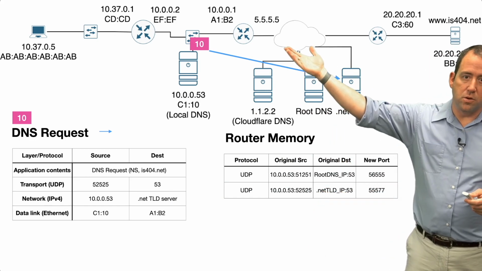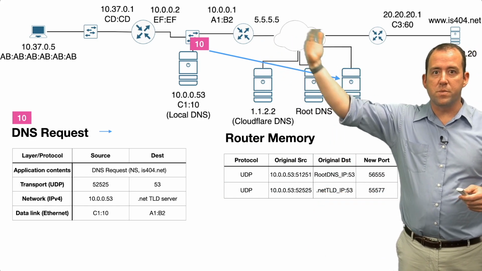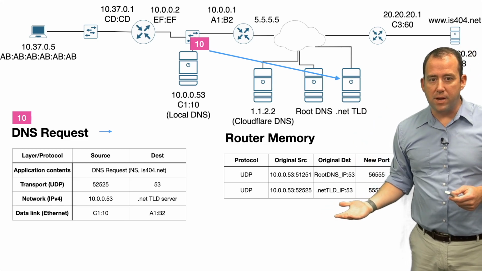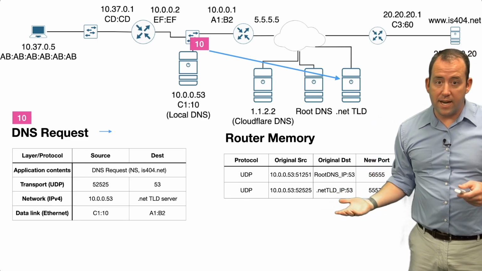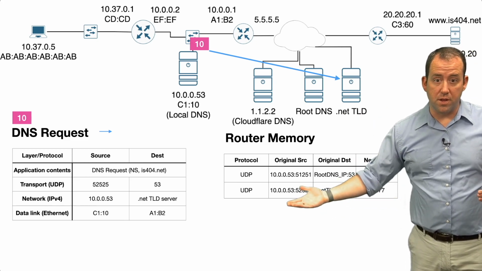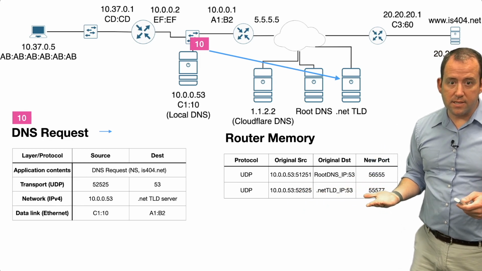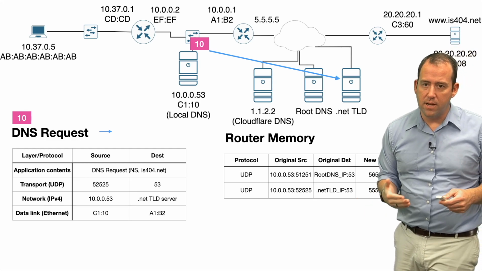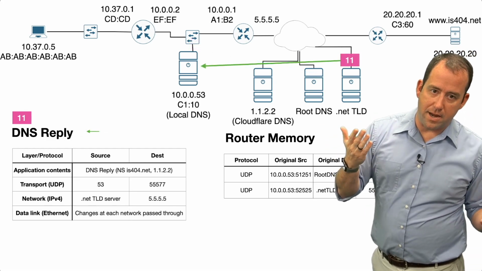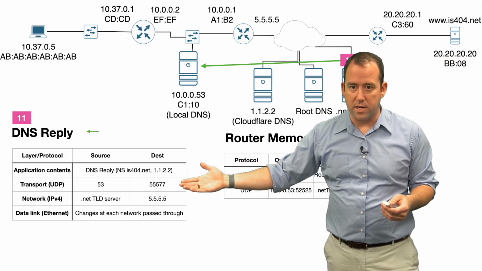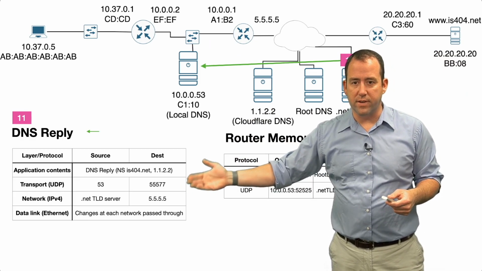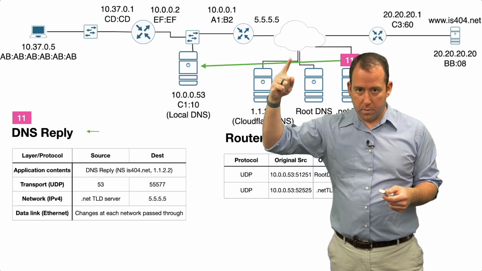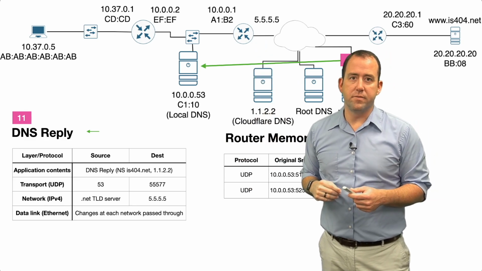And once again, when we get to our router here, as we get to the boundary between the private and the public network, now we need to do the address translation again. And again, I'm not going to show it again, but you know the address translation happens. In this case, we chose the new port of 55,577. So then when the .NET top-level domain responds, it's responding to 55,577 at our router's public IP address of 5.5.5.5.